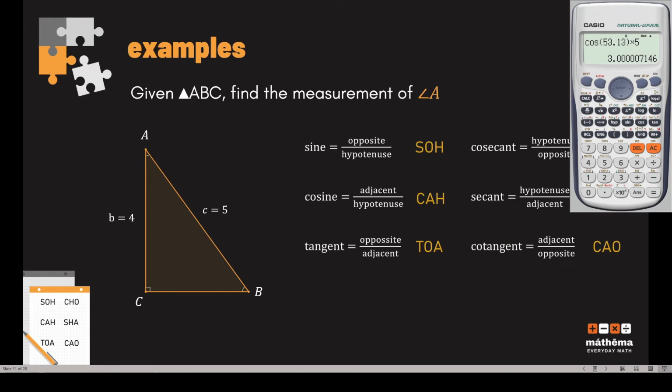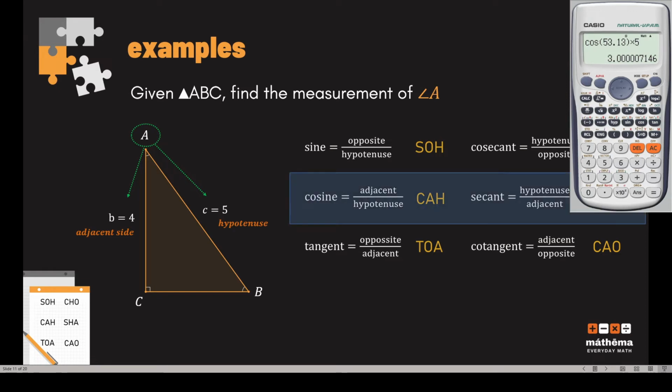Since we are looking for angle A, look at our given information. With respect to angle A, that is the adjacent side, and that is the hypotenuse. Now look again at our trig ratios. Which of the 6 will we be using? We have the adjacent and the hypotenuse, so we can make use of the cosine or its inverse, which is the secant.